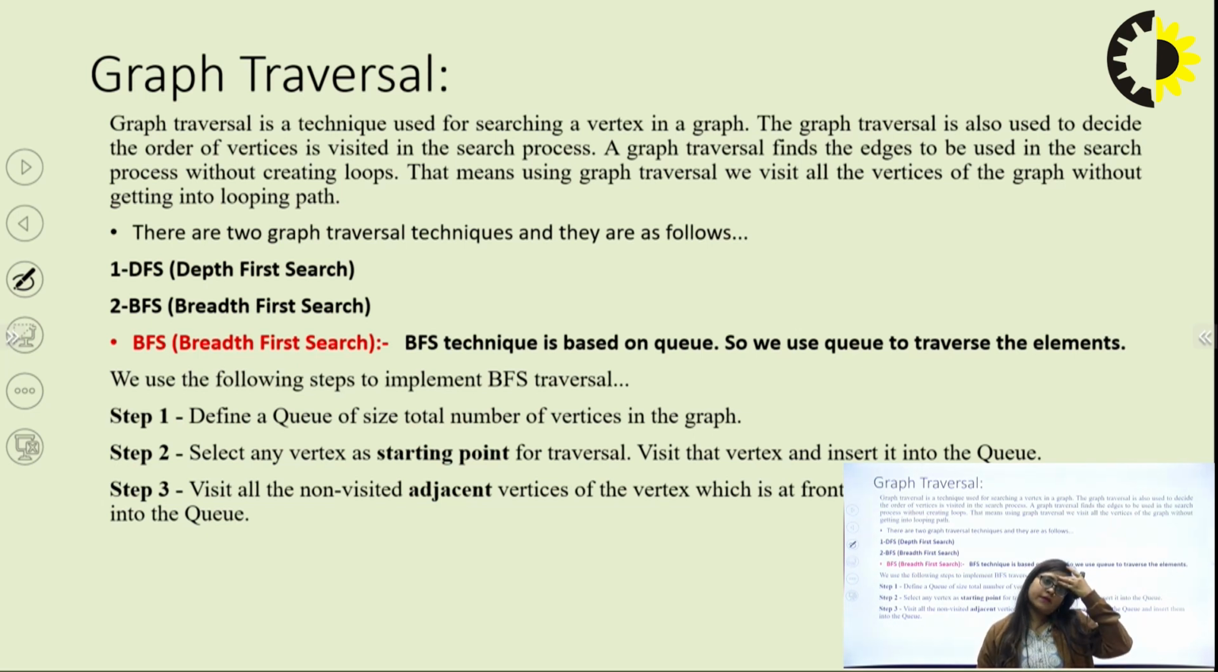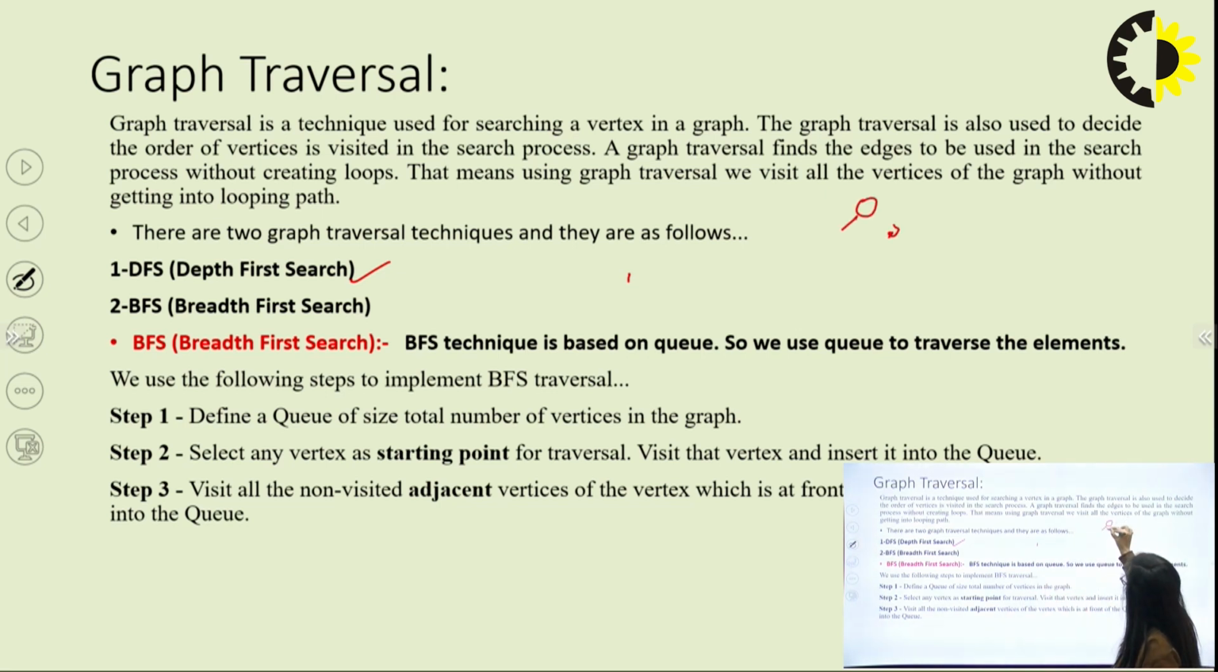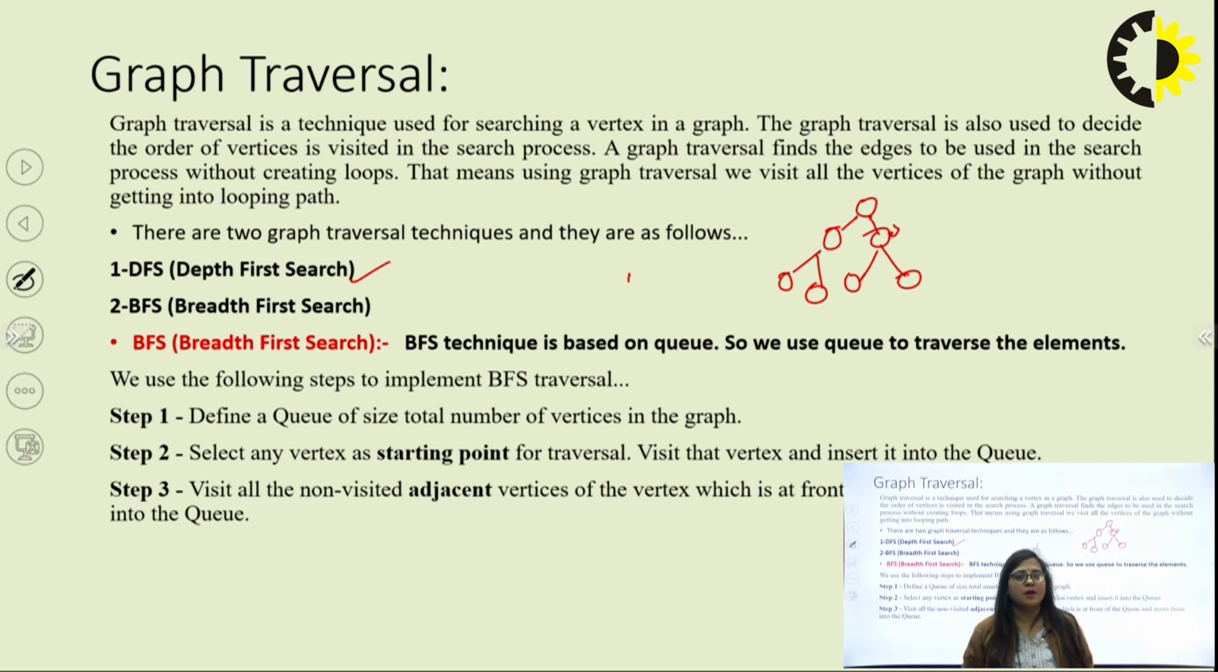So there are two types of graph traversing. The first one is DFS and the second one is BFS. DFS means depth first search and BFS means breadth first search. Let's suppose we take an example here. This is the example here.